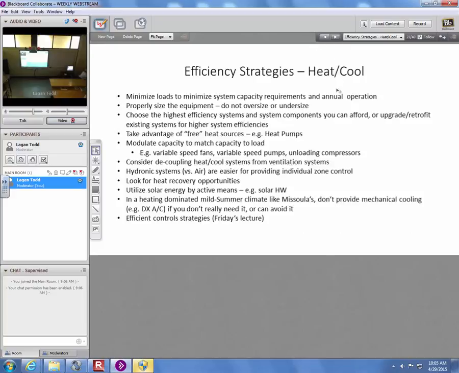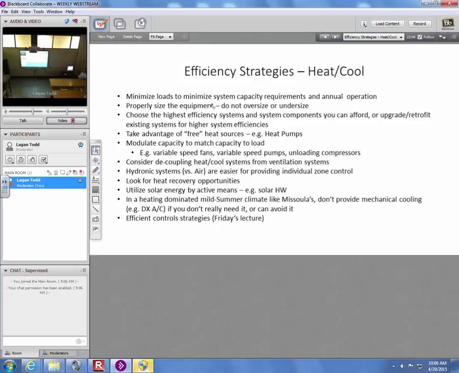Okay, so let's look at some strategies on the heating and cooling side. First off, minimize your loads, okay? So that you can minimize the required system capacity, in other words, the size of the furnace or the boiler or the air handler, and also reduce the annual operation of that system. So how do we do that? Well, better envelope, better windows, smaller building if possible. Lower setback. If we're designing a new building, yeah, setbacks, and some controls things we're going to talk about on Friday, absolutely.